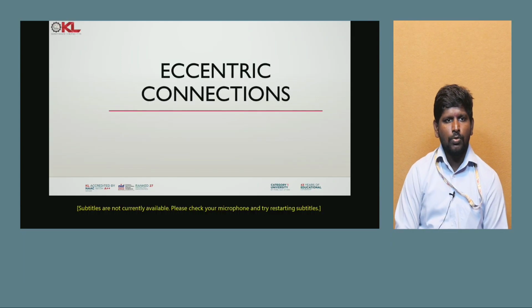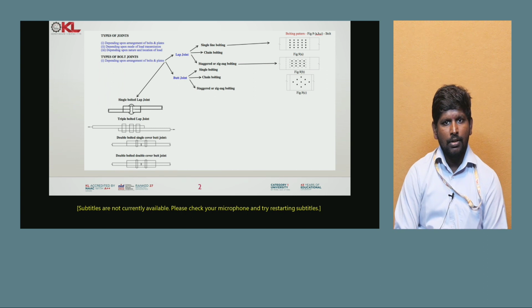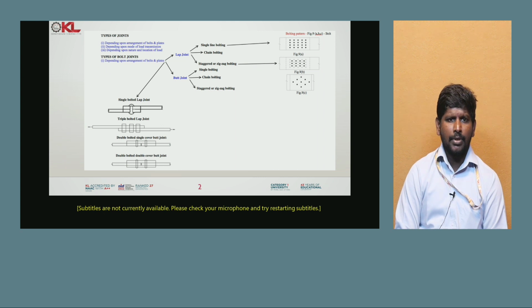Good morning. Today I am going to explain eccentric connection. In the eccentric connection, there are different types of joints. You can see how the joints are divided, depending upon the arrangement of bolts and plates, depending upon the load transmission, and depending upon the nature and the location of load. And one more thing, there are different types of bolt joints.